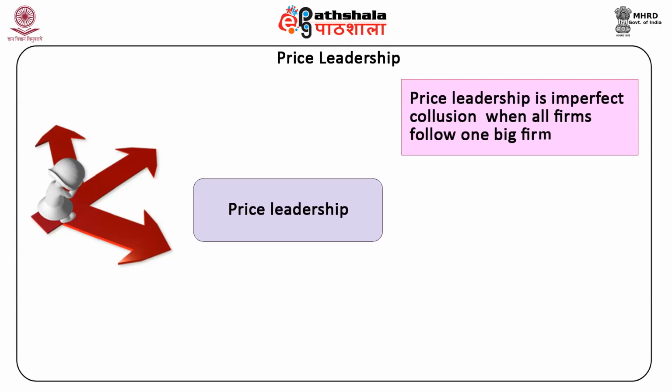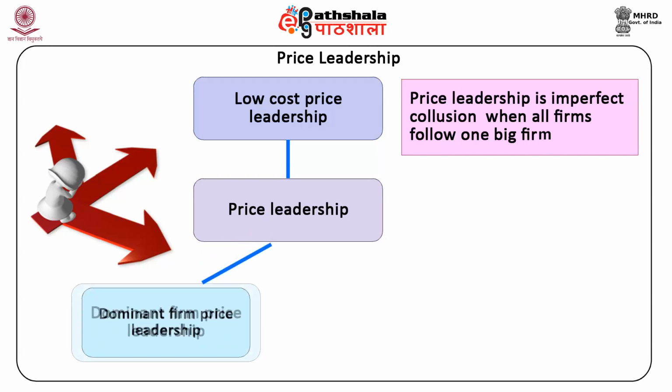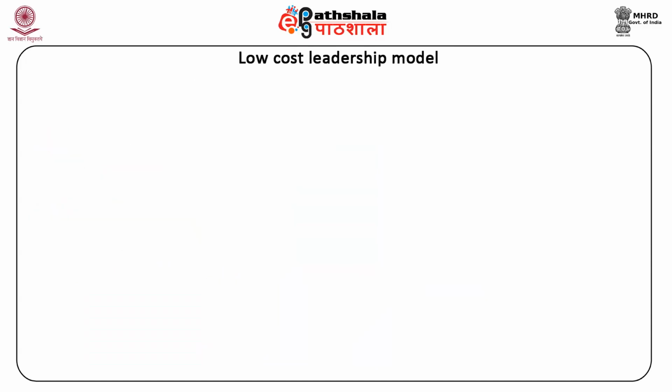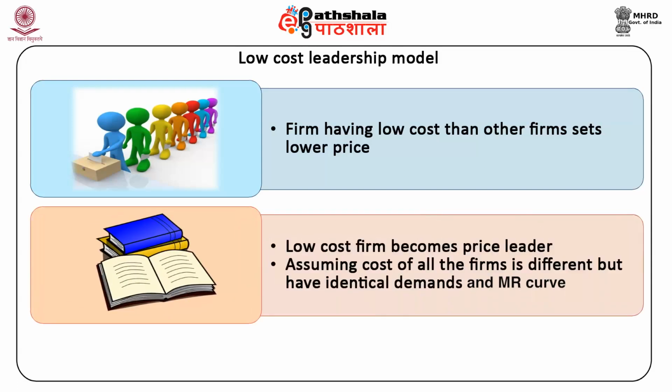Price leadership is imperfect collusion among the oligopolistic firms in an industry when all the firms follow the lead of one big firm. This is of three types: the low cost price leadership model, the second is the dominant firm price leadership model, and the third is the barometric price leadership model. Now let us explain these types in detail. In the low cost leadership model, an oligopolistic firm having lower cost than the other firms sets the lower price which the other firms have to follow. Thus, the low cost firm becomes the price leader. The main assumption of this model is that the costs of all the firms are different, but they all have identical demands and MR curves.